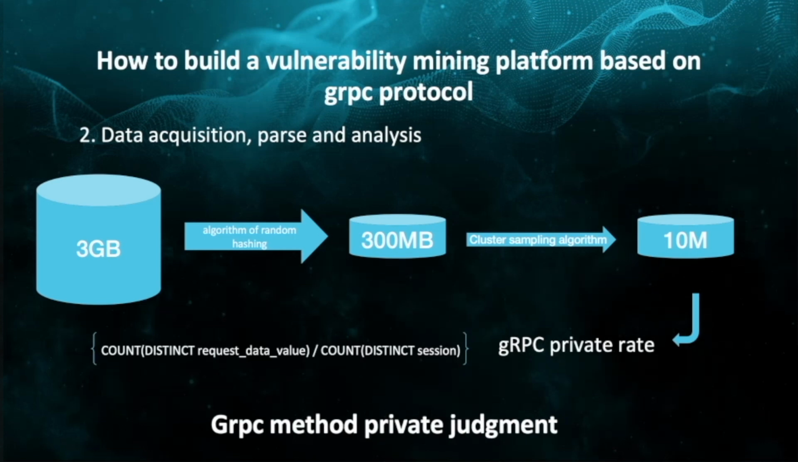At the same time, we filter a large number of gRPC interface IDs that do not have private attributes based on the entropy value. We believe that such a gRPC interface will not have unauthorized vulnerabilities. This saves us a lot of work.